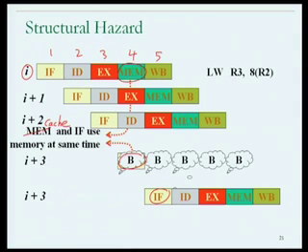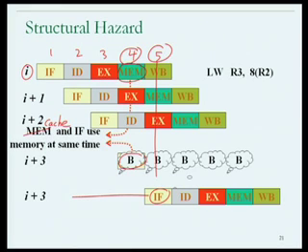Therefore, by pumping a bubble of air into the pipeline in cycle number 4, instead of using that cycle for fetching instruction I plus 3, I have avoided the problem. It's no longer the case that instruction I and instruction I plus 3 are using the cache at the same time. Notice that instruction I is using the cache in cycle number 4, and instruction I plus 3 is using the cache in cycle number 5. And therefore, there is no structural problem. It's not a situation where two instructions are using the same hardware resource at the same time.